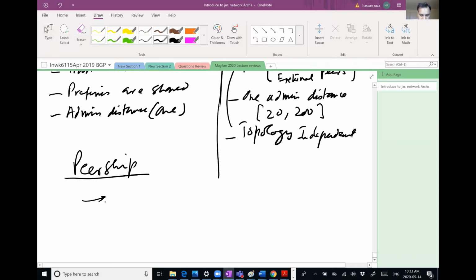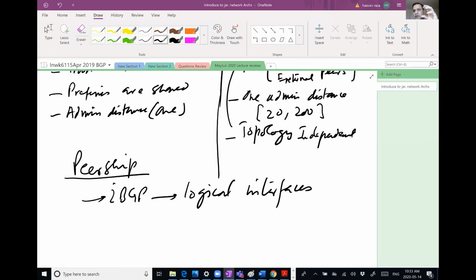It is a custom that in iBGP, when I make peers, I choose logical interfaces. So when you configure iBGP, I would sit on one router and say this router is a neighbor of that router on the far side, and in order to identify this neighborhood, I will use a logical interface. But when you go to eBGP, I'm a router in one AS and I'm a neighbor with another router in another AS, what will I use? I will use physical interfaces.